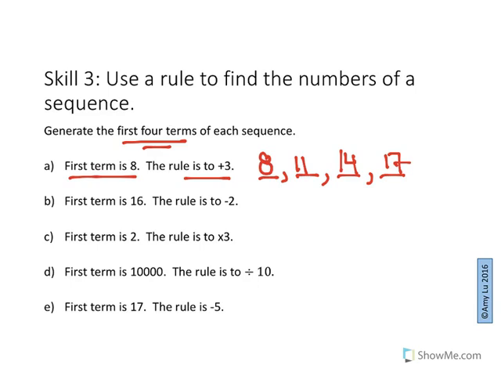Okay, so here we go. The first term is 16, and the rule is to subtract 2. 16, 14, 12, and 10, because we subtract 2 each time. In C, the first term is 2. The rule is to times by 3 each time. So 2 times 3 makes 6. 6 times 3 makes 18. 18 times 3, well, that makes 54.